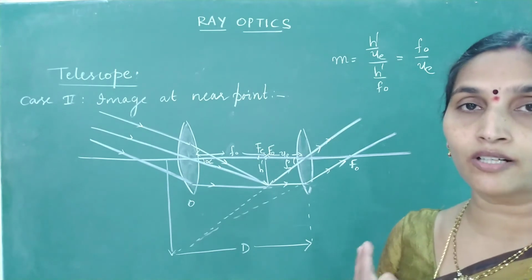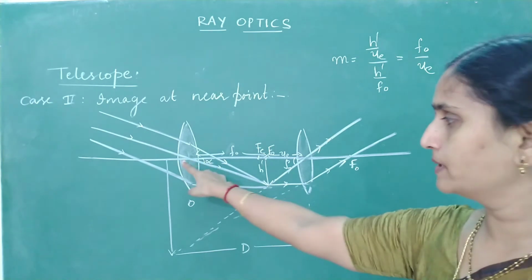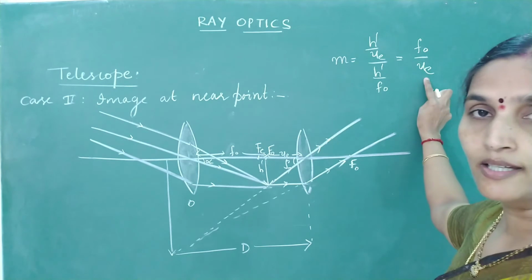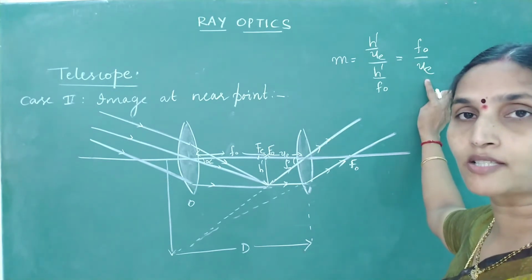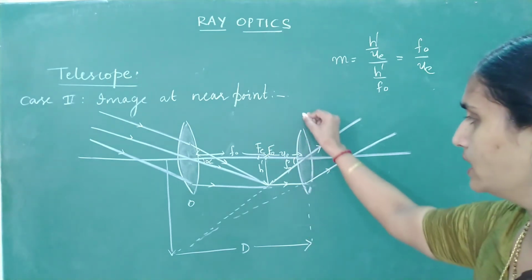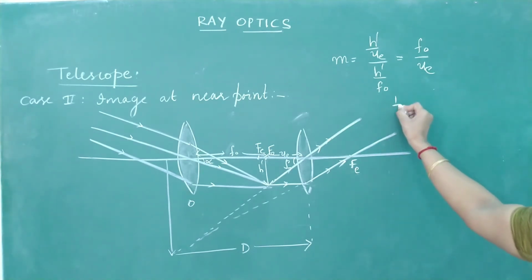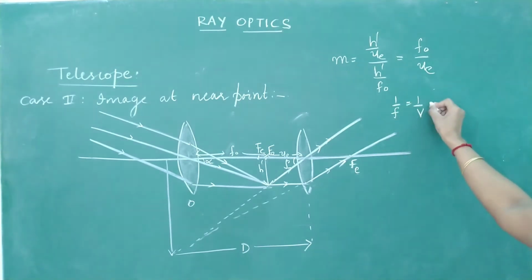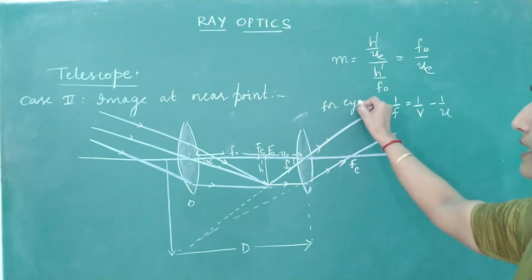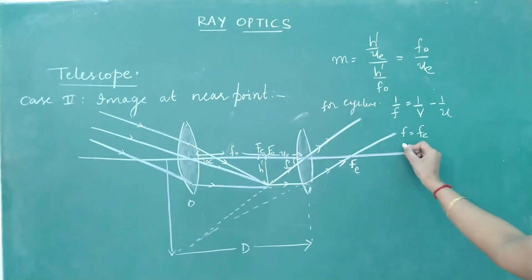We know the value of f0, but UE value cannot be measured because it is the distance from the image formed by the objective lens till the eye lens. Since we do not know the value of UE, I will modify this relation by using lens formula. See, for the second lens, I am going to apply the lens formula. Tell me, what is the focal length I have taken for this lens? FE. 1 by f is equal to 1 by v minus 1 by u. I am applying this relation for eye lens. Focal length is written as FE.